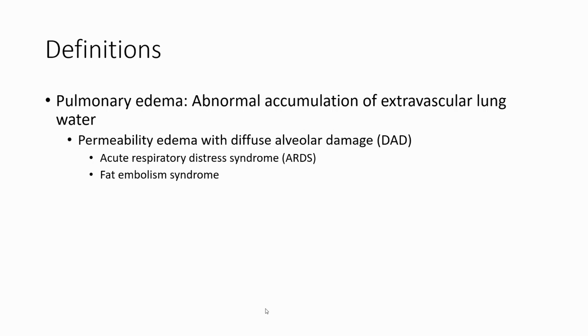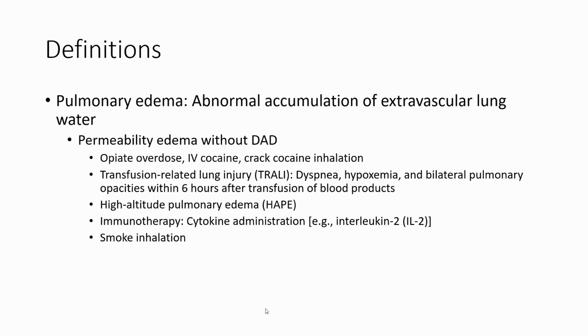Permeability edema with diffuse alveolar damage, for example acute respiratory distress syndrome, fat embolism syndrome. Permeability edema without diffuse alveolar damage, like in the case of opiate overdose, IV cocaine, crack cocaine inhalation, transfusion-related lung injury, with clinical features like dyspnea, hypoxemia, and bilateral pulmonary opacity within 6 hours after transfusion of blood product.